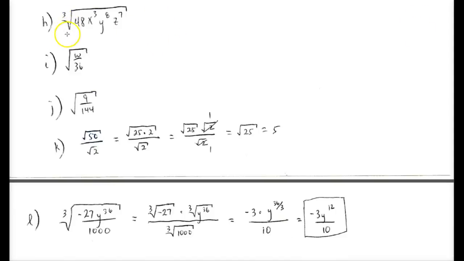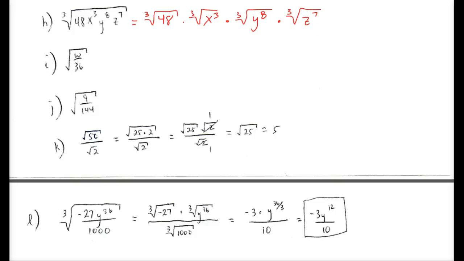We have cube root of 48, x cubed, y to the 8th, z to the 7th. Okay, so here we have cube root of 48 times cube root of x cubed times cube root of y raised to the 8th times cube root of z raised to the 7th.